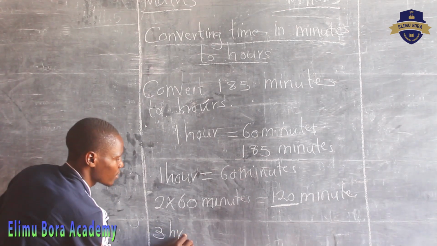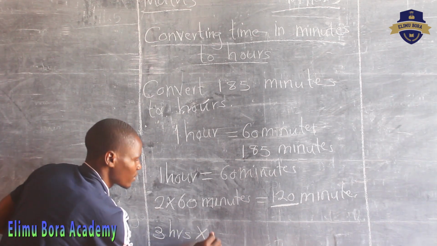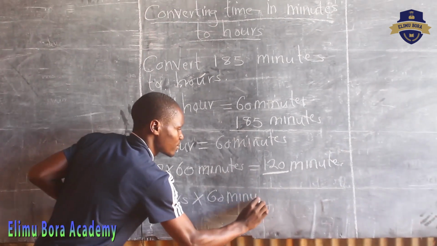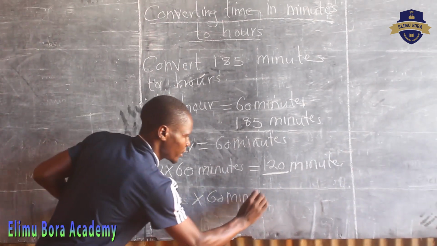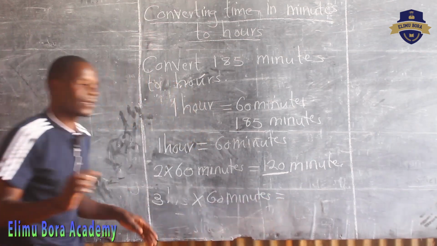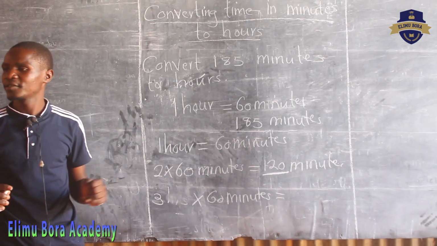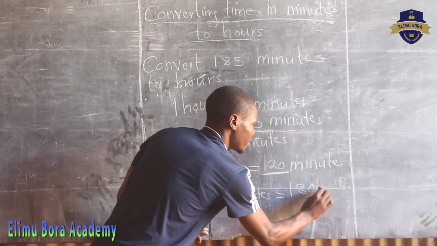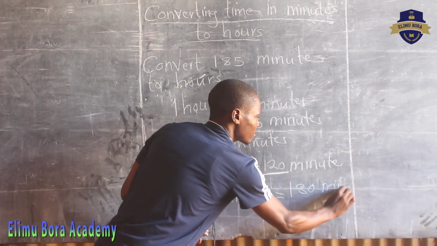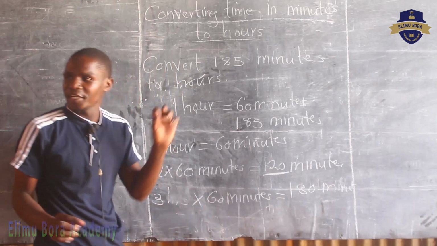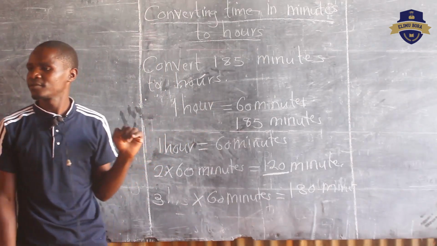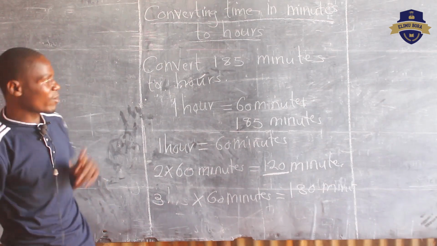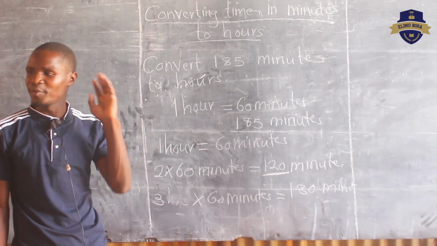3 hours. We get 60 times 3. 3 times 60, how much do we get? How many minutes? 180 minutes. Is it near 185 or not? It is near, isn't it? How much is left over? 5 minutes.